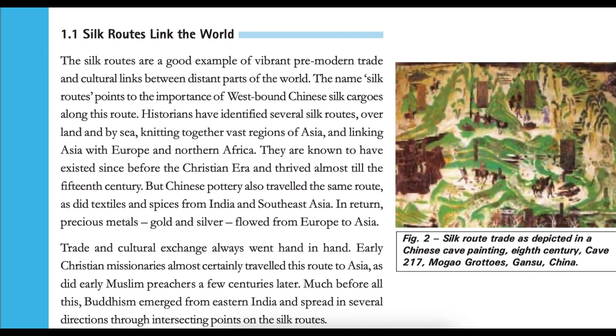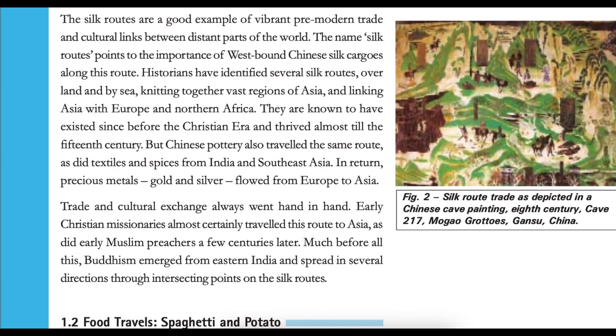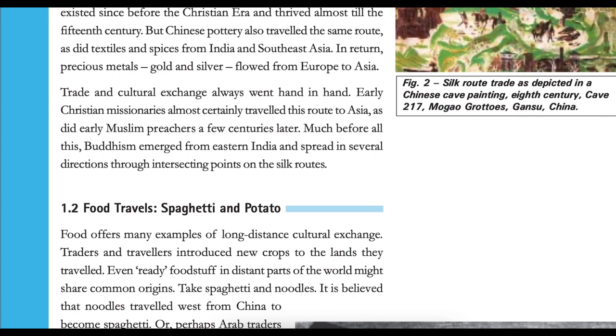But Chinese pottery also traveled the same route, as did textiles and spices from India and Southeast Asia. In return, precious metals, gold and silver, flowed from Europe to Asia. Trade and cultural exchange always went hand in hand. Early Christian missionaries almost certainly traveled this route to Asia, as did early Muslim preachers a few centuries later. Much before all this, Buddhism emerged from eastern India and spread in several directions through intersecting points on the silk routes.